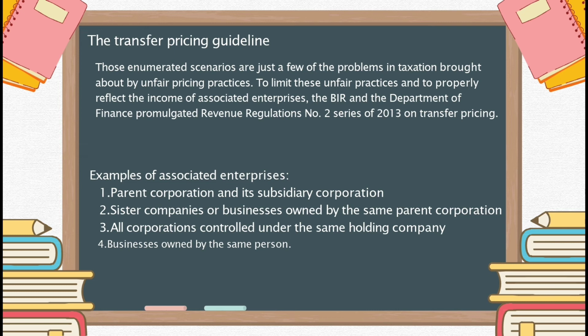Examples of associated enterprises. Number 1, parent corporation and its subsidiary corporation. Number 2, sister companies or businesses owned by the same parent corporation. Number 3, all corporations controlled under the same holding company. Number 4, businesses owned by the same person.